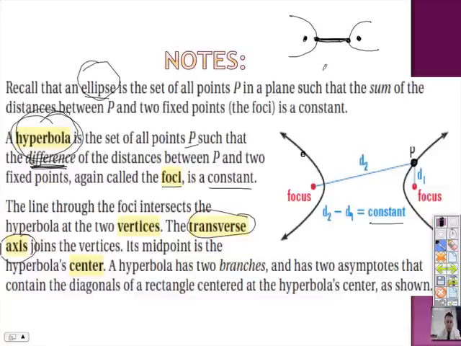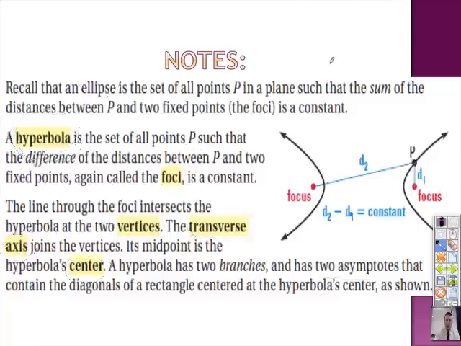Okay, so hyperbola center is always the midpoint right here, in these cases 0, 0. A hyperbola has two branches and two asymptotes. Now here's something different too. There's going to be an asymptote going this way, and there's going to be an asymptote going this way, that those two branches will never cross. Okay, this is the tricky part of hyperbolas. So we're going to get there.